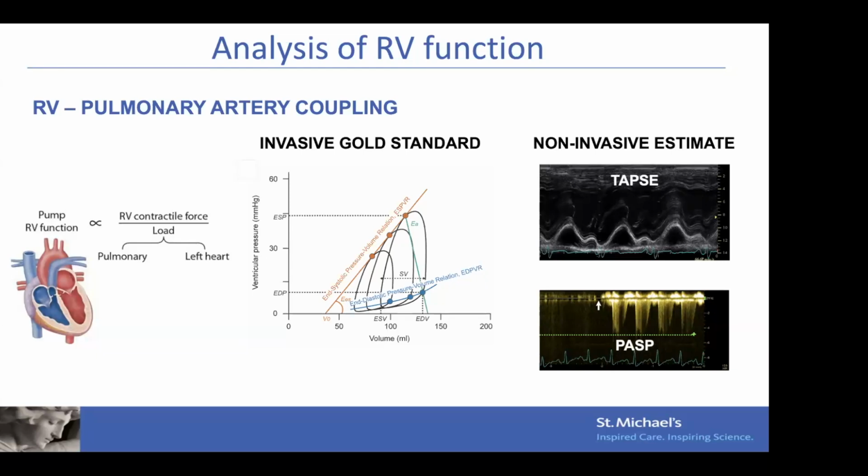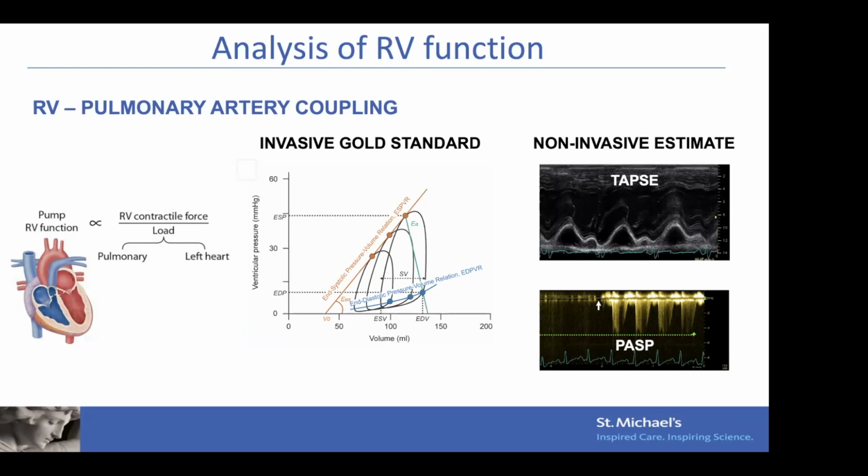The invasive gold standard for RV-PA coupling, or ventricular arterial coupling in general, is obtained by pressure volume loop analysis and the ratio of end-systolic elastance versus effective arterial elastance. But obviously this is an invasive measure, not easy to obtain, with a lot of pitfalls and some technical limitations. So therefore there's a real push to look for non-invasive estimates of RV-PA coupling.